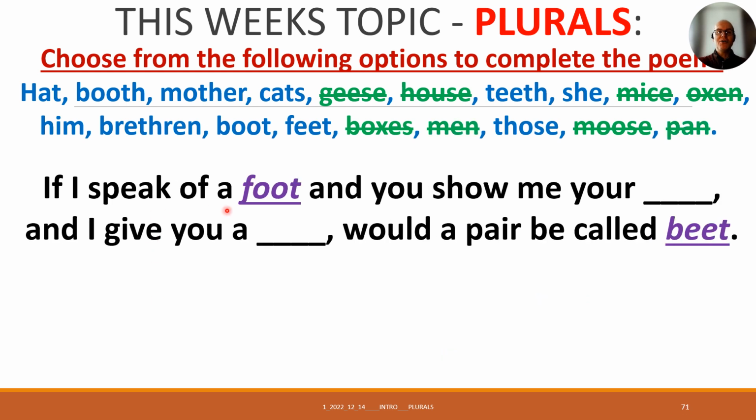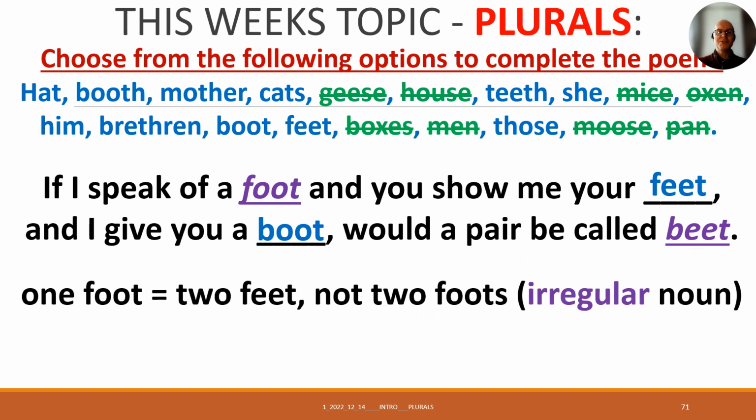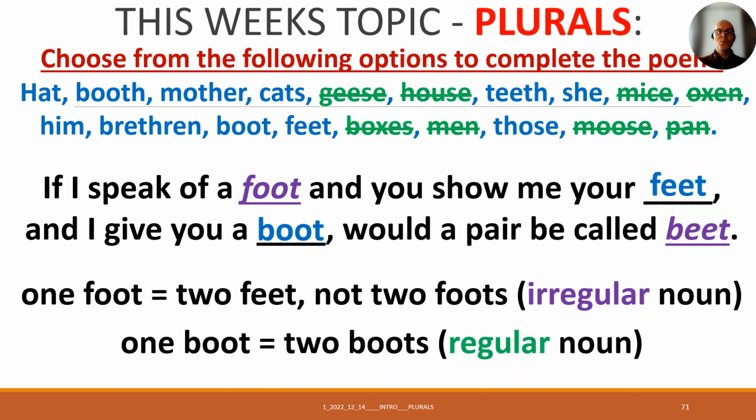If I speak of a foot and you show me your blank, and I give you a blank, would a pair be called beat? So the plural of foot, what's the plural of foot? It's feet. But the plural of boot is not beat, it's boots. So one foot, two feet, one boot, two boots.